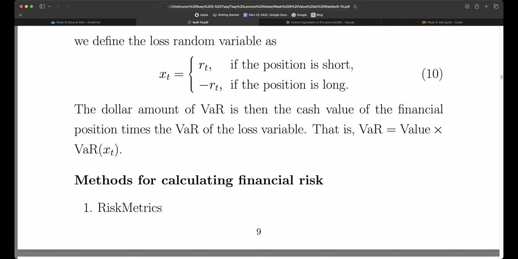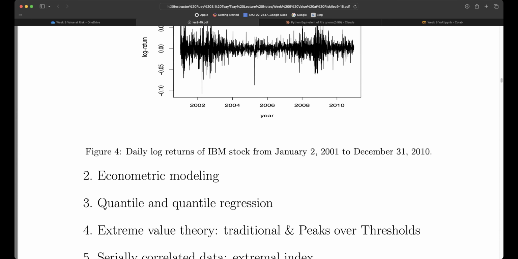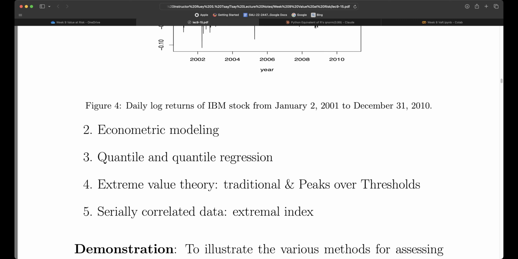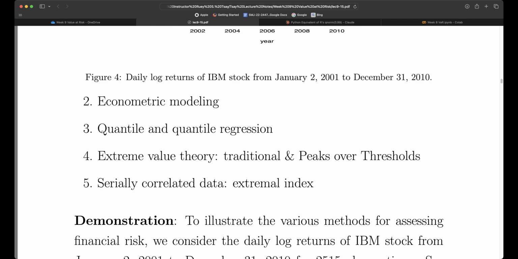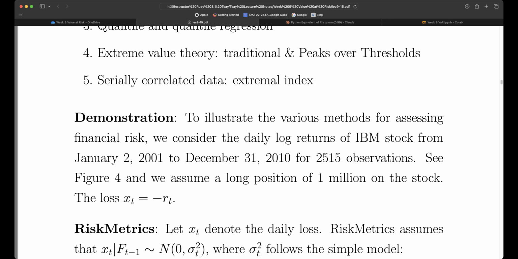Let's discuss methods for calculating financial risk. So, RiskMetrics, this commercial one, and then econometric modeling, or we can use quantile regression, or you can use extreme value theory with the traditional peak over threshold, and then we can use serially correlated data, which is the extremal index demonstration.